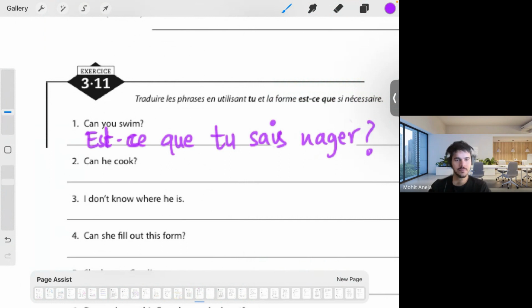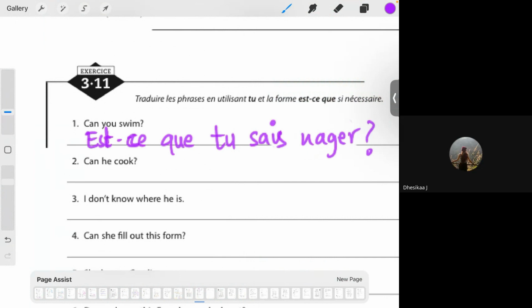Makes sense. Can he cook? This can actually mean two things. Right now, I'm hungry, can he cook? But in general, does he know how to cook? Both of these are possible translations of this sentence. So, basis that, whatever you want to translate it to, you can write two translations in French. If you want to make it a general competency, meaning does he know how to cook, you will use savoir plus cuisiner. Est-ce qu'il sait cuisiner?